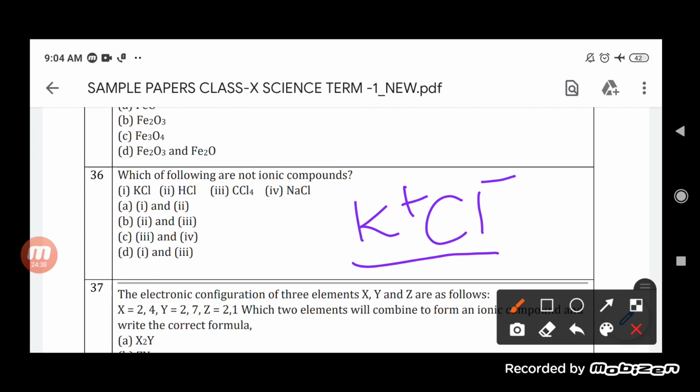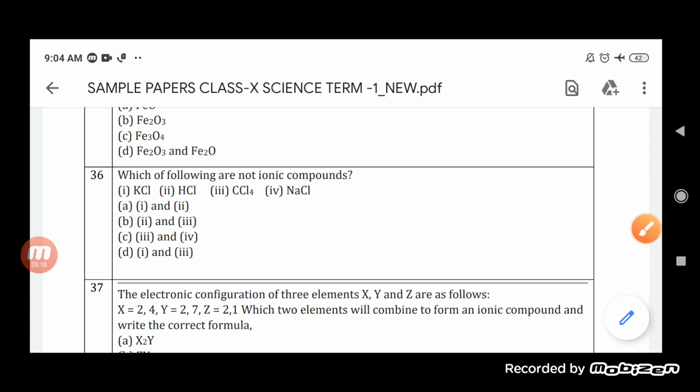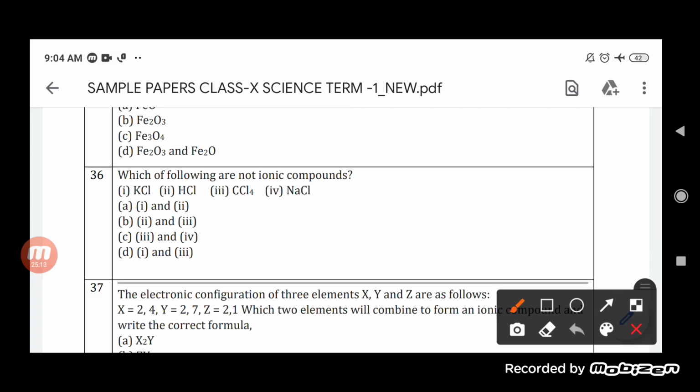Yes, it is an ionic compound. HCl is there, students. You know that H positive and Cl negative are there, but hydrogen can also form covalent bonds. So HCl is not an ionic compound. And yes, CCl4 will combine with each other in order to form covalent bonding between them. So CCl4 is also not an ionic compound.